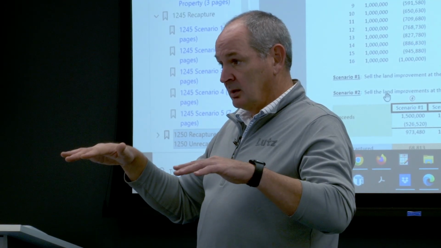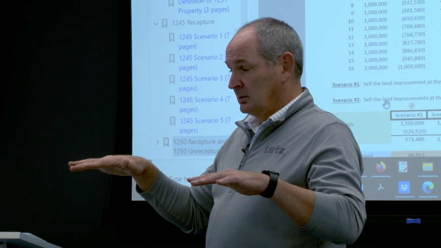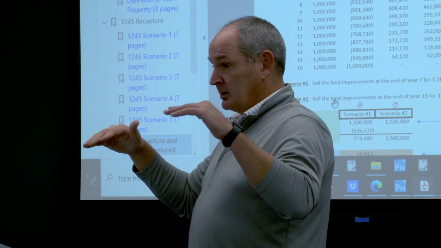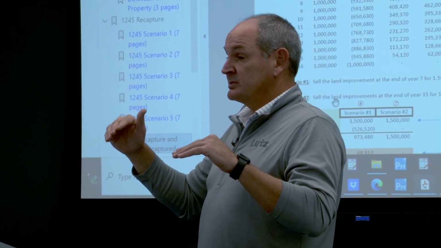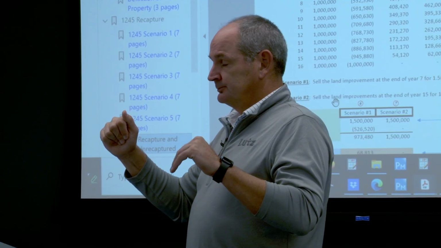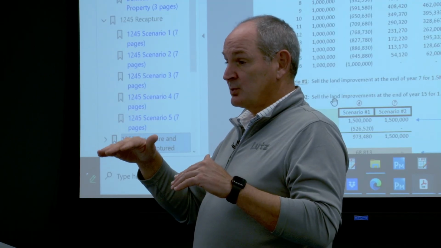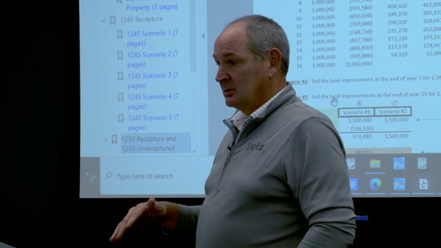Sure. He's hitting the nail on the head. So you have this moving target with tangible personal property, or 1245. It's always going to be the depreciation taken. In this case, you have to measure the accelerated depreciation that was taken versus where my straight line is at the moment we sell it. So it's a moving target, where 1245 is just a known.